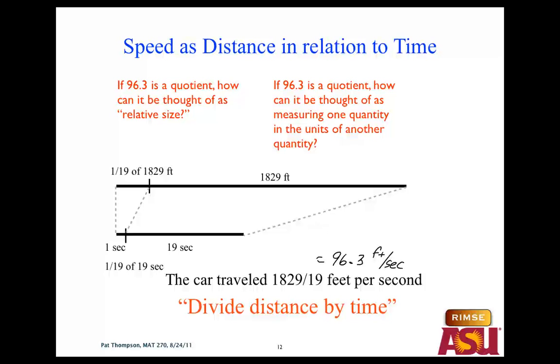Okay, where is Austin? What do you think? How is 96.3 a relative size? Because you have 96.3 and that's feet, and then you can think of the other one as 1 second. So you can make another bar graph, and the top one would be 96.3, and it would be 1 second. So you're maybe saying, let's look at that right there. So then how's 96.3 a relative size?